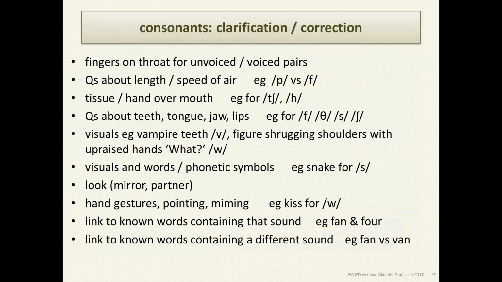Visuals, those vampire teeth, thinking of the vampire with the two incisors in the top row coming down, or the shrugging figure with the upraised hands reflecting the w. Other kinds of visuals, any connection they can make, like the snake sound, looking, gestures, as I mentioned before, that kiss for the w. And again, linking to known sounds that have that sound or are different. Again, you may have other strategies that you want to share sometime.